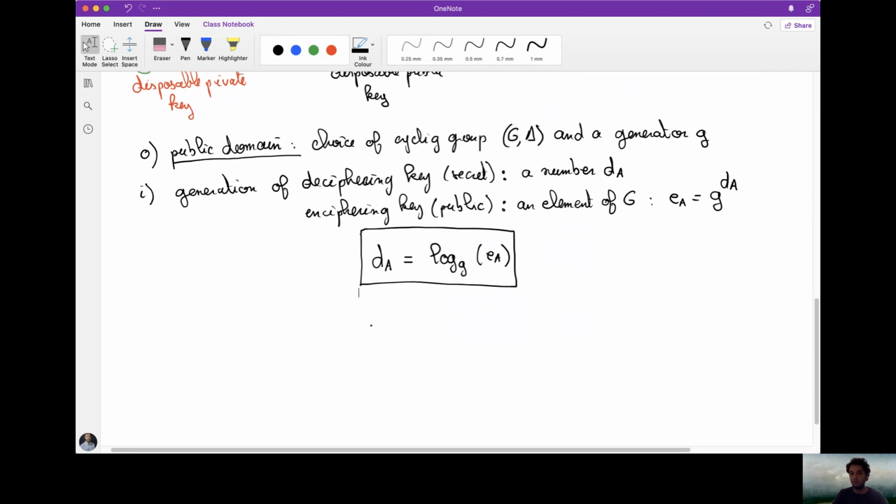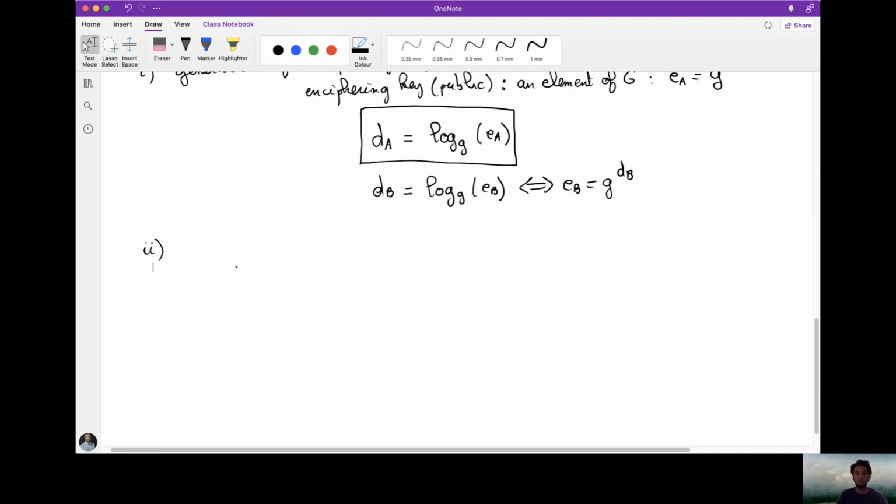Okay, of course I'm saying this for A, but for B you also have to create enciphering and deciphering keys, right? Which of course you can also write as EB is equal to G to the power DB. Okay, so now that we have this, I can tell you the second part, how to encipher a message. Let's suppose we send this message from A to B.